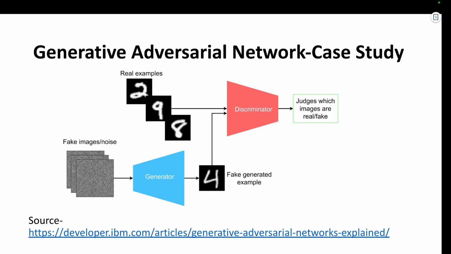Now here is one example of a generative model. This is an example of generating images, handwritten images. This is the fake noise used to generate the image, and these are the images. After a few iterations this image is generated. This is the fake image that will be compared with the real image, and the discriminator displays the output whether the image is real or fake.